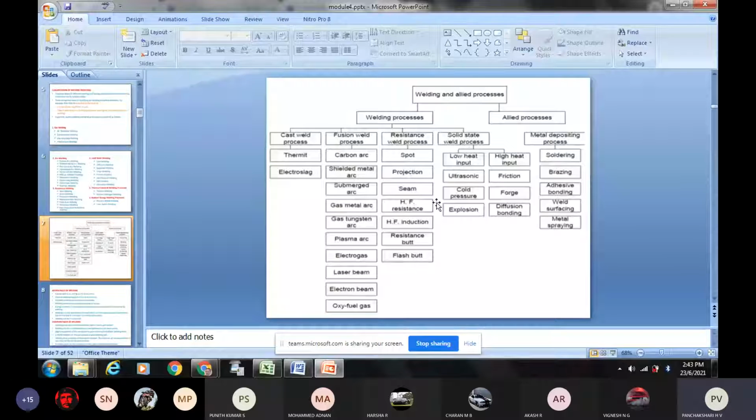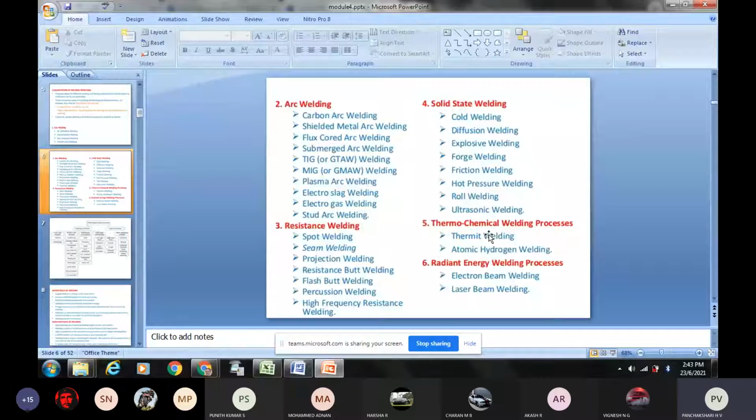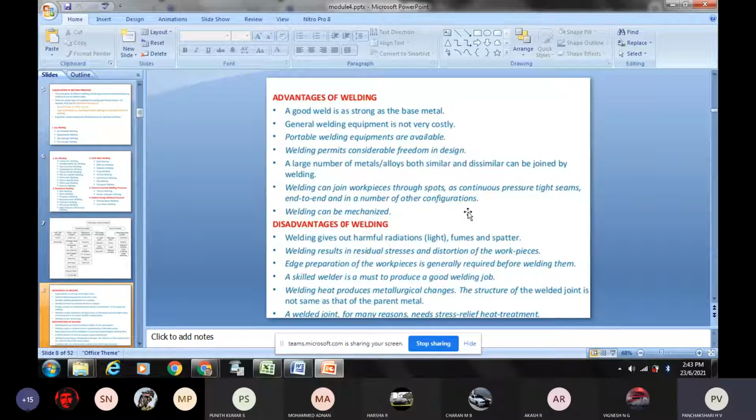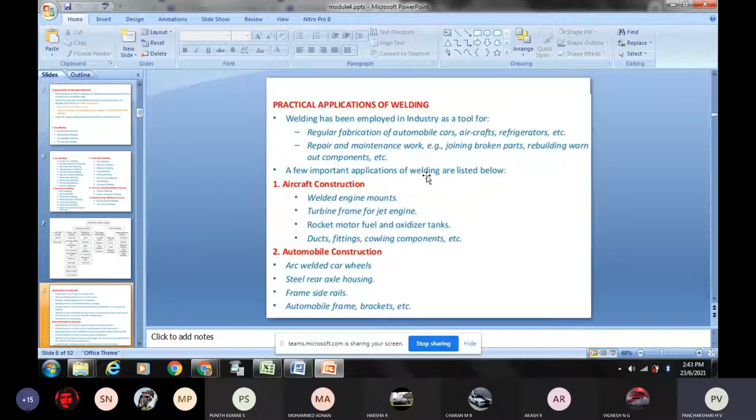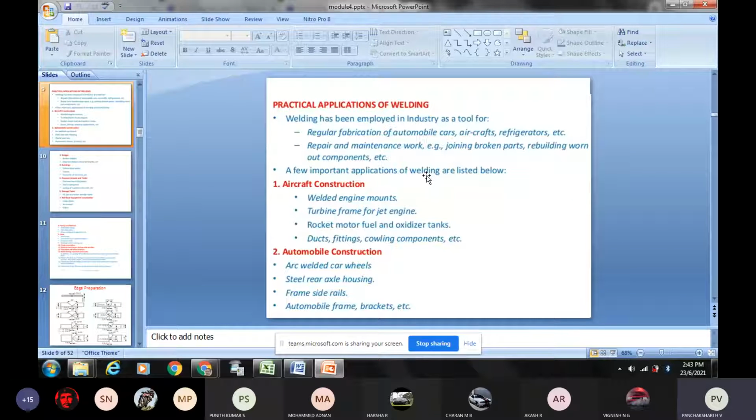You can see another way of classifying welding processes. Don't worry about all these things. Practice any one of the welding classifications, whether this diagram type or this type, whichever is comfortable. This one is easy to understand. Next, we have already seen the advantages and disadvantages, and the practical applications of welding.